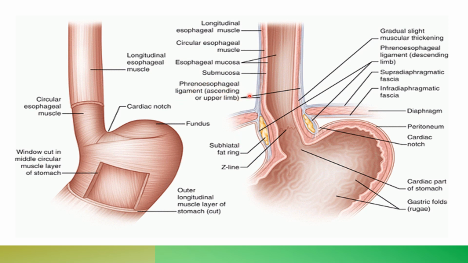Let me show you what is this. So phrenoesophageal ligament, it extends upwards from the subdiaphragmatic fascia to the fibrous coat of the esophagus. So this is the phrenoesophageal ligament extending from the subdiaphragmatic fascia to the fibrous coat of the esophagus. Remember this is very helpful in the PG entrance examination.